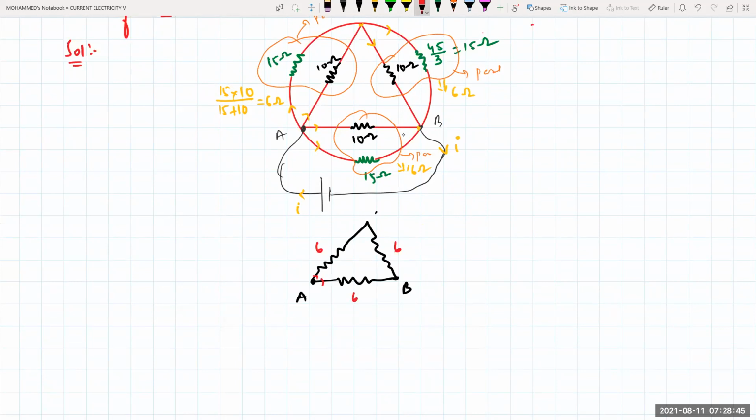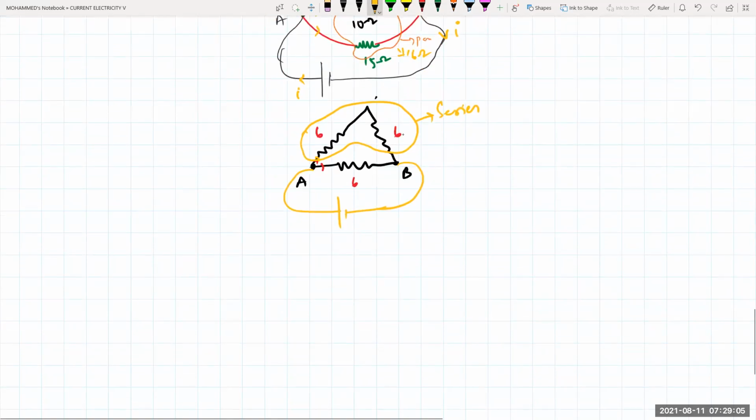This is 6 and this is 6. So these two right now are in parallel. 6 and 6 will be in which combination? There is no division of current. Whatever current is going in this 6 ohm, the same current is going in this also. Isn't it? So these two are in which combination? Series combination. No division of current. So ultimately, I'll be getting one circuit above like this and one circuit below like this. Below, 6 ohm and 6 ohm will become 12.